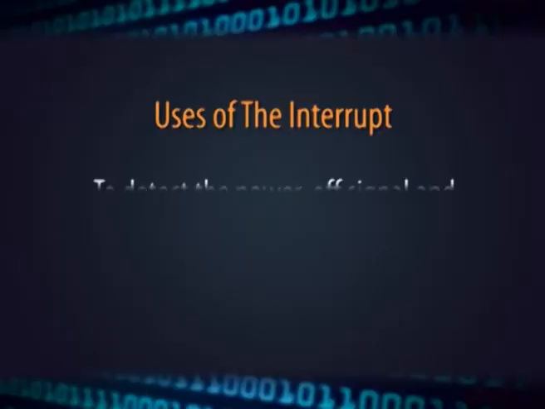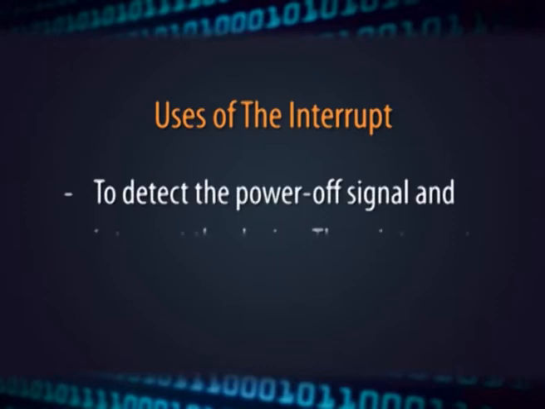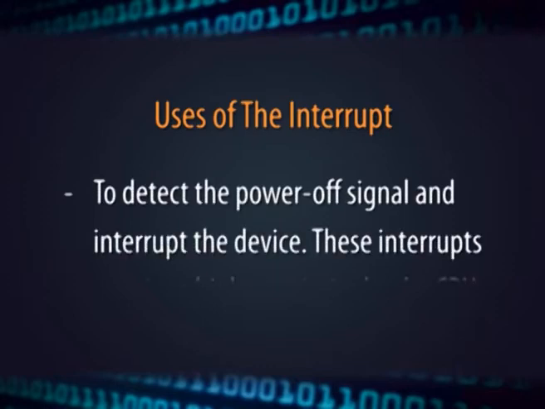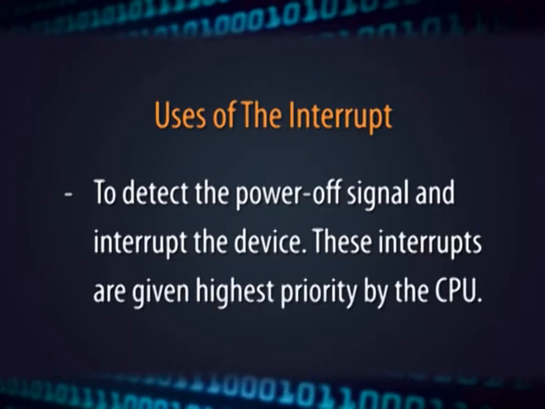Another use of interrupt is to detect the power off signal and interrupt the device. These interrupts are given highest priority by the CPU. When the CPU receives the power off signal, it responds by switching to an alternate power supply like batteries.